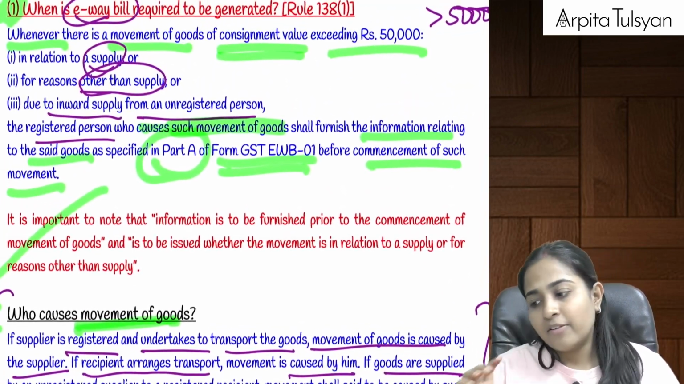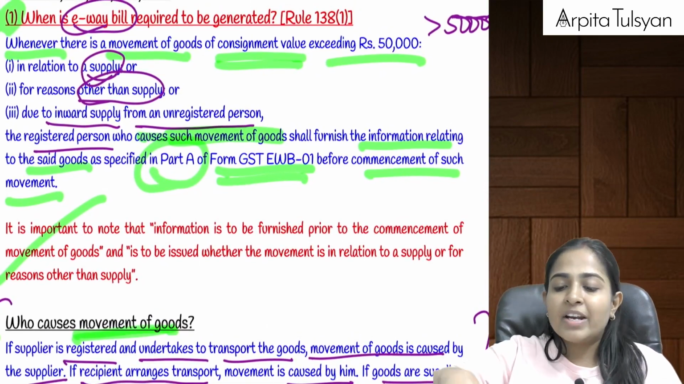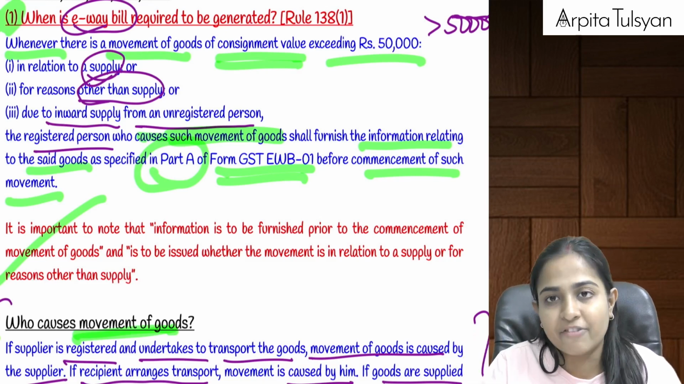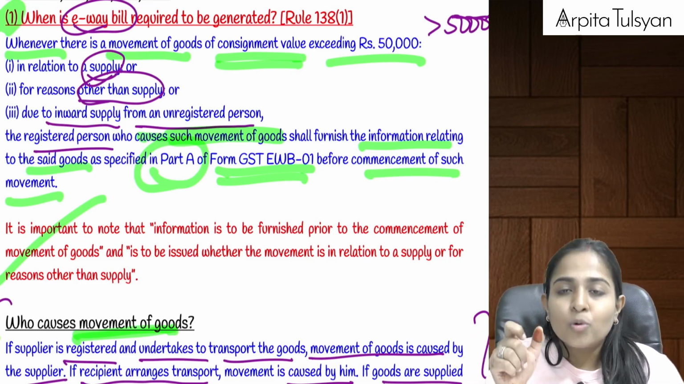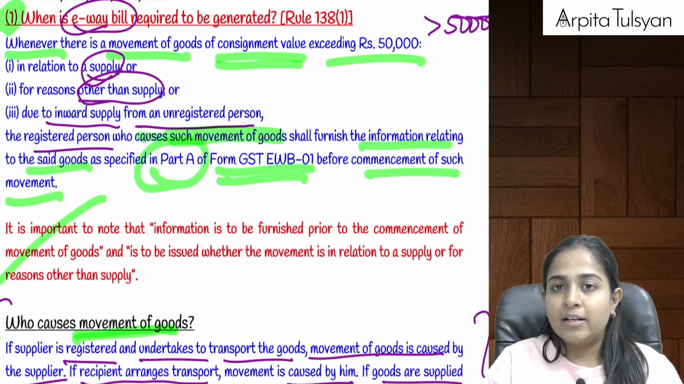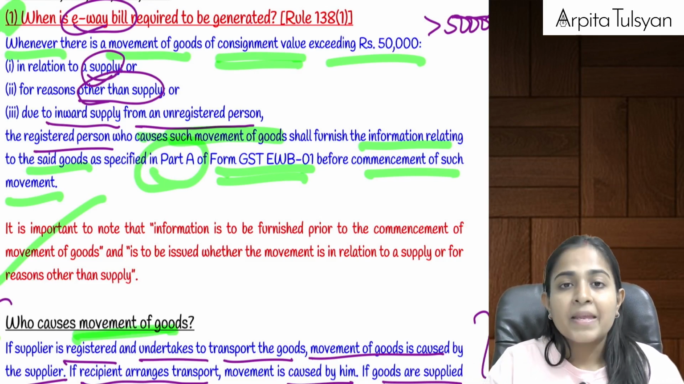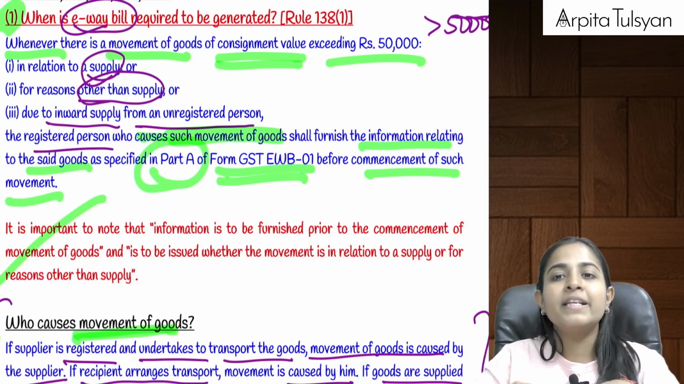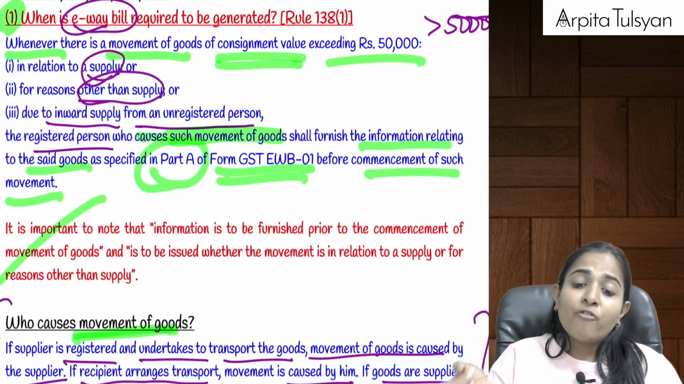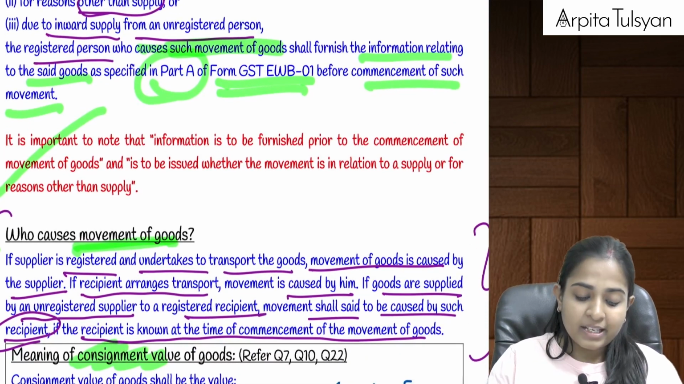And now listen, one thing from the exam point of view. When I ask who can generate the e-way bill, the answer is: any person who is causing the movement of goods. I'll repeat, who can generate the e-way bill? Any person who is causing the movement of goods, such a person can generate the e-way bill. Ma'am, what do you mean by the term 'who is causing the movement of goods'?